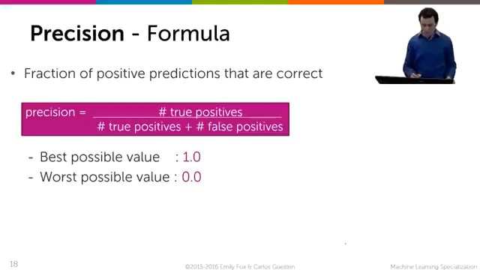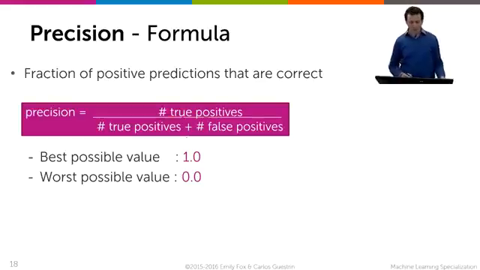With these definitions, we can now talk about precision in a little bit more precise way. Precision is the fraction of the true positives to all my positive predictions, so the true positives to the true positives plus the false positives. And it has best possible value 1. That means that everything I predict to be positive is actually positive. And worst possible value 0. Everything I predict to be positive turned out to be negative.